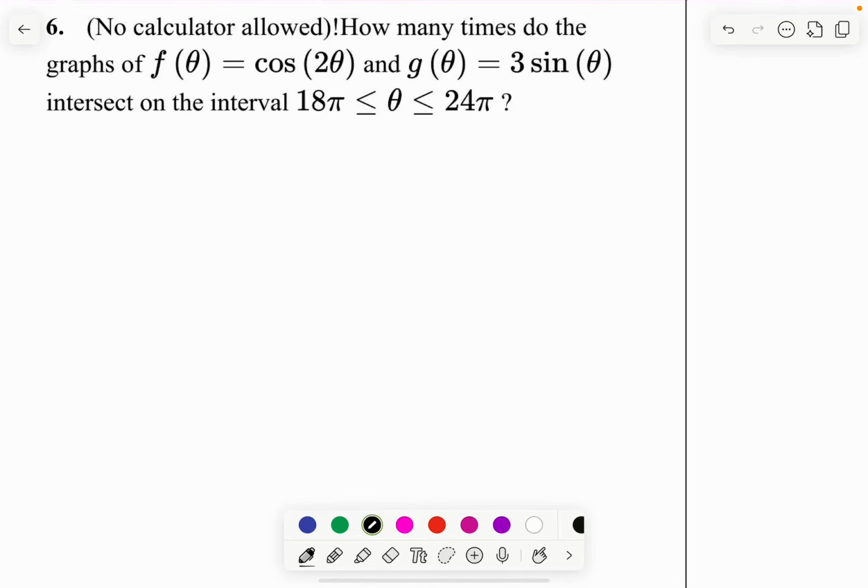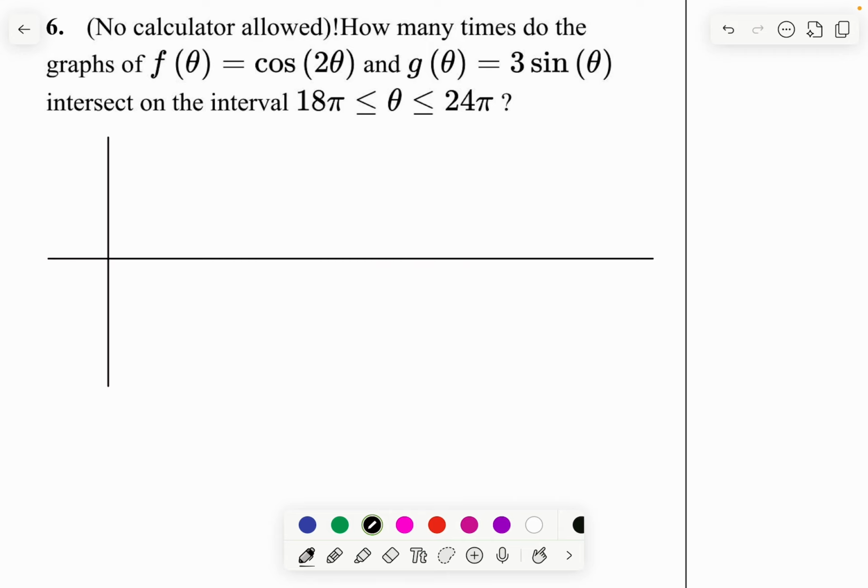Okay, this says, without a calculator, how many times do the graphs of f of theta equals cosine of 2 theta and g of theta equals 3 sine of theta intersect on the interval 18 pi to 24 pi? Okay, let's get a good enough grid going. The amplitude of this is 3, so let's make sure that can go up to 3, and this goes down to -3. The amplitude of cosine is 1, so we'll make that -1 and make this 1.